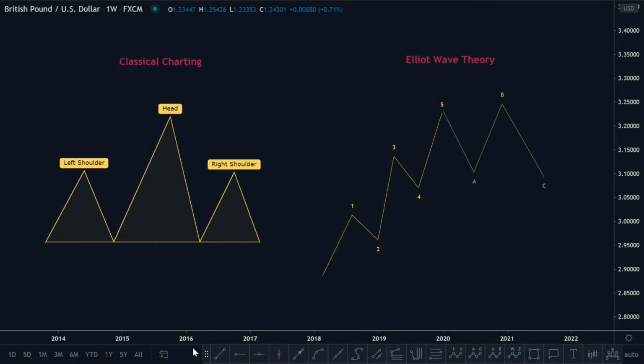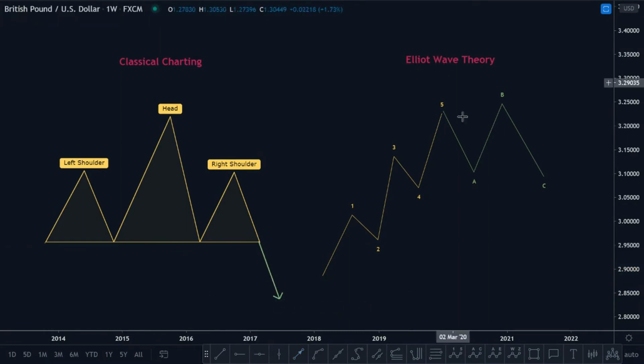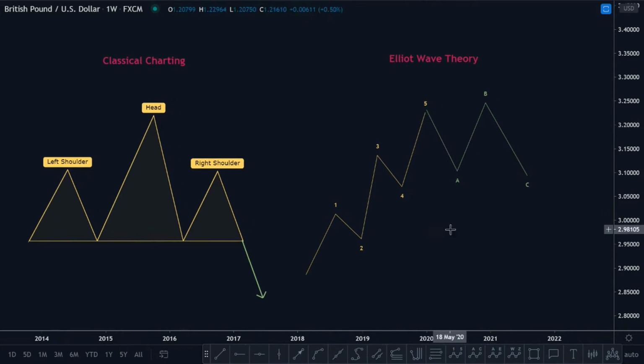The way we analyze and trade charts at Seneca is foundational in both classical charting and Elliott wave theory. Classical charting is all about identifying specific price patterns and using those price patterns to predict with a higher probability the direction of future price action. And Elliott wave theory is all about identifying different price waves, either impulsive or corrective, and then using the characteristics of those waves to identify future price action from that.